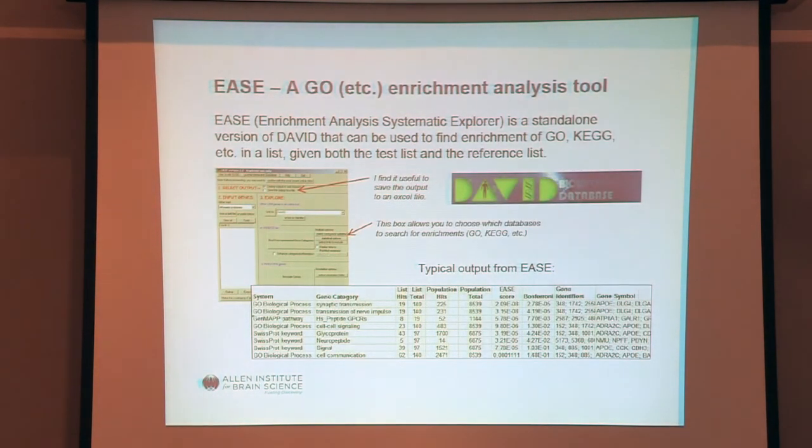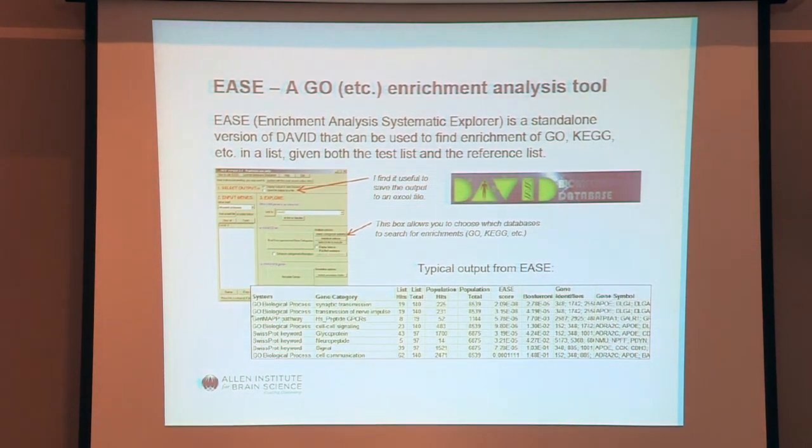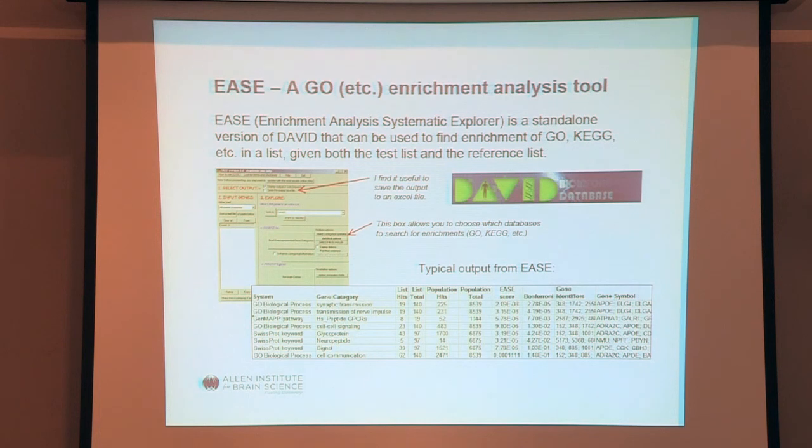So the first one is EASE, or Enrichment Analysis Systematic Explorer, which is a standalone version of DAVID that can be used to find enrichments for gene ontology, KEGG pathways, SwissProt keywords, GenMAPP pathways. I think it also does different chromosomes. And then it can test the enrichment in a given test list against a reference list. There are several different options that you can use.